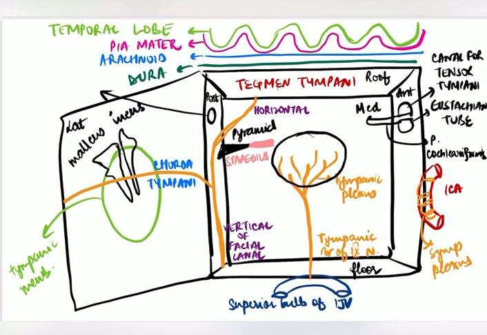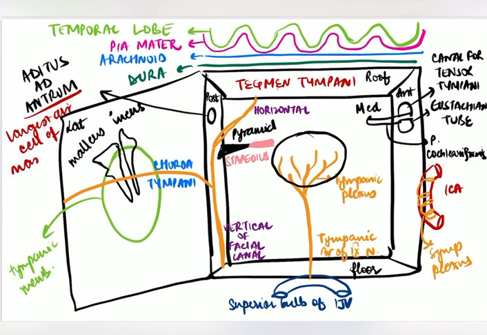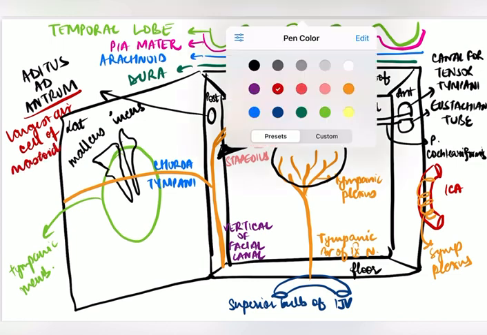We know that the posterior wall connects the middle ear to the mastoid. So there is an opening, and this opening is aditus ad antrum. That is an opening to the antrum. And what is antrum? Antrum is the largest air cell of the mastoid. So any inflammation there, any infection there will be known as mastoiditis.